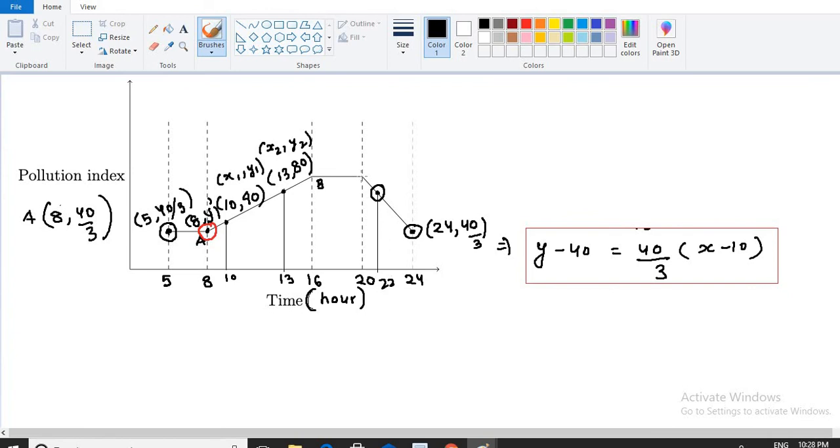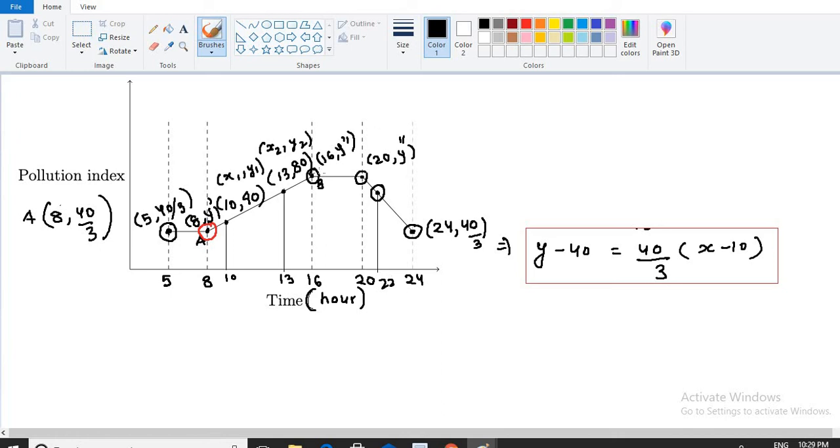We need to find out this point now. Already the x is known, but we don't know y. Y is unknown here. So again I will make it y double dash. But one thing you note is that here also y double dash will be there, because here you are getting that pollution index is same. So between 4 p.m. to 8 p.m. your pollution index was same. So here also 16 comma y double dash will be there. Fine.